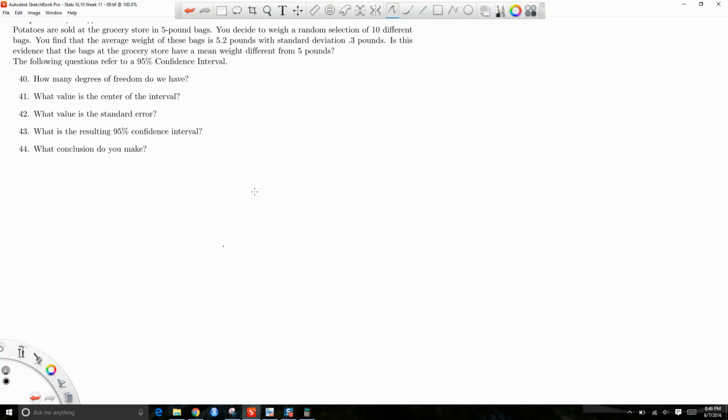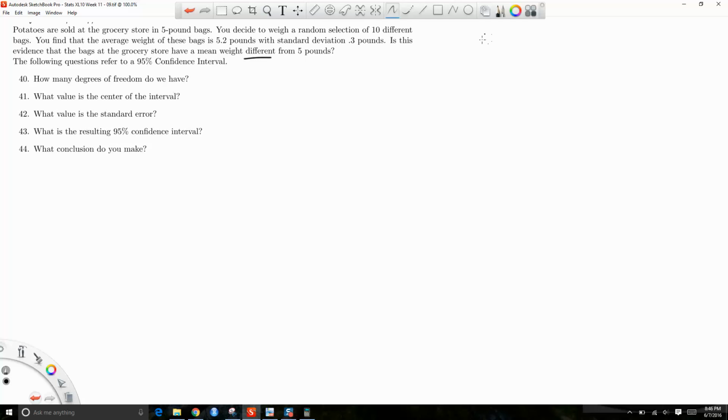Okay, so in this one, it says potatoes are sold at the grocery store in 5-pound bags. You decide to weigh a random selection of 10 different bags, and you find that the average weight of these bags is 5.2 pounds with a standard deviation of 0.3. Is this evidence that the bags at the grocery stores have a mean weight different from 5 pounds?